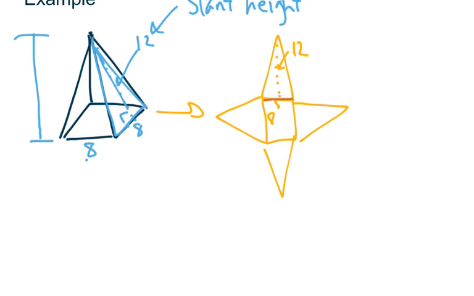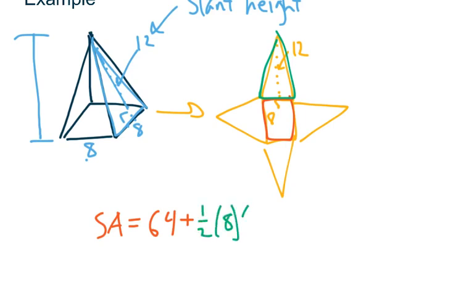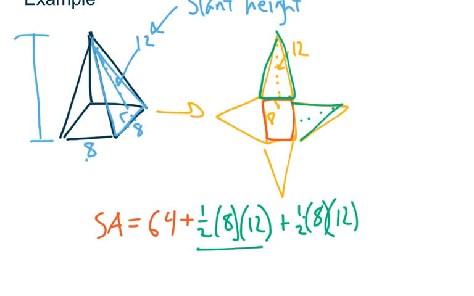So first, I'll find the area of the square, because that would be the easiest. So the surface area here would be 64 for that, plus, now I'm going to find the area of each of these triangles. So 1/2, 8 times 12. Again, if you're feeling adventurous and confident, you can just, at this point, multiply that by 4. But just to be safe, I'm going to show that I'm doing this for all of these. Because that's 12 on all of them. The base is 8 on all of them. So, plus 1/2, 8 times 12.